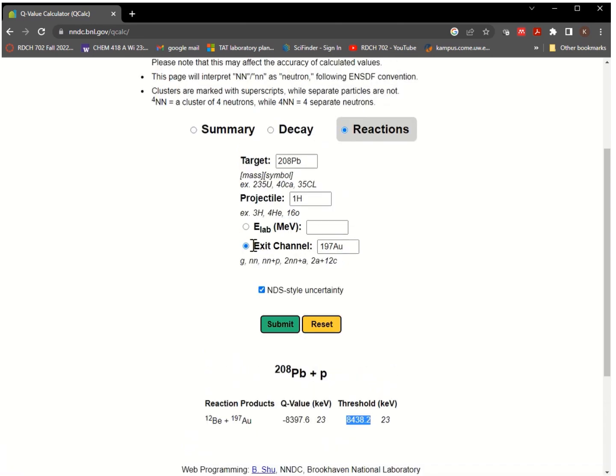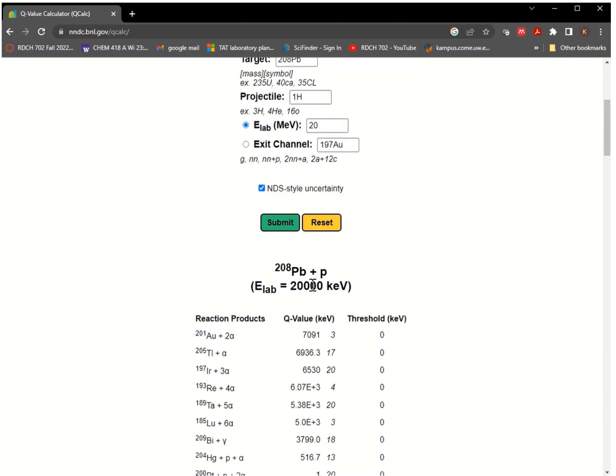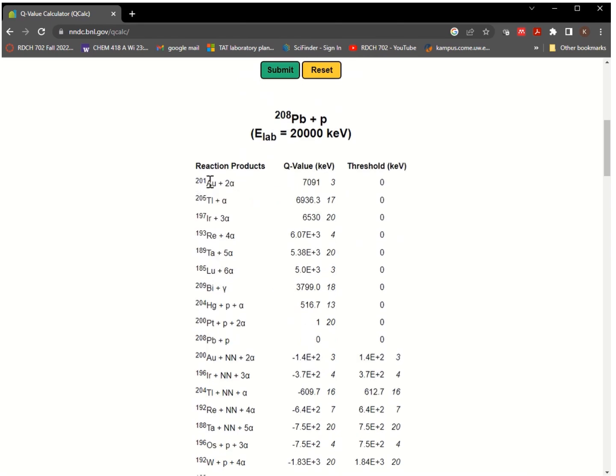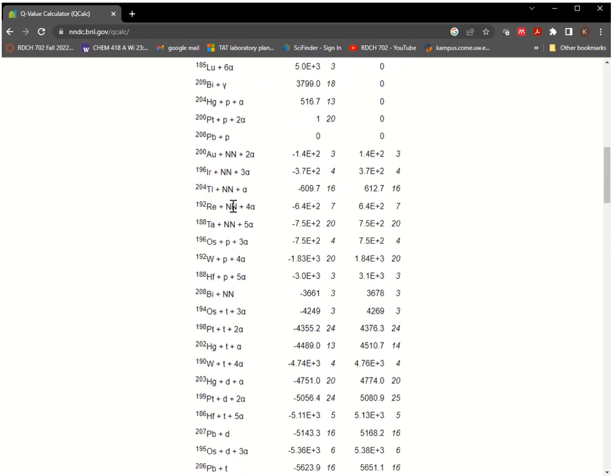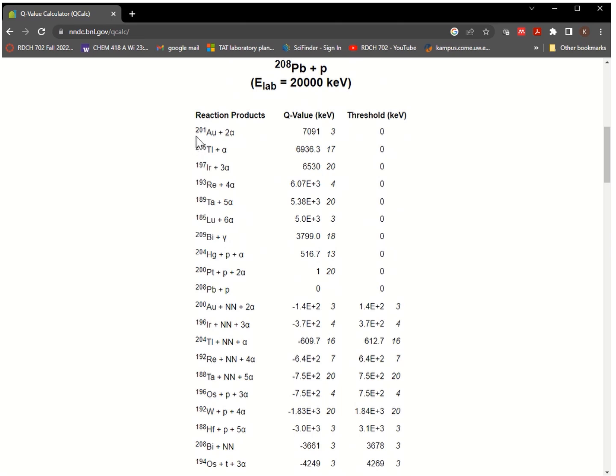Now let's say if I did this reaction at a certain energy, what I also want to show is that when you discuss a nuclear reaction, often many different types of reactions occur. So let's say we'll use lead-208 as a target, our proton as a projectile, and we'll use 20 MeV as the proton energy on target. And these are all the different types of reactions that can occur. And as you see, there are many types of reactions. Here's gold-201 that's made with two alphas coming out, thallium-205 with an alpha.